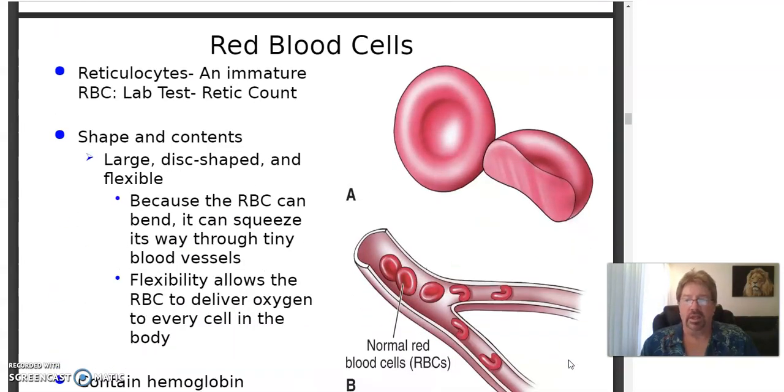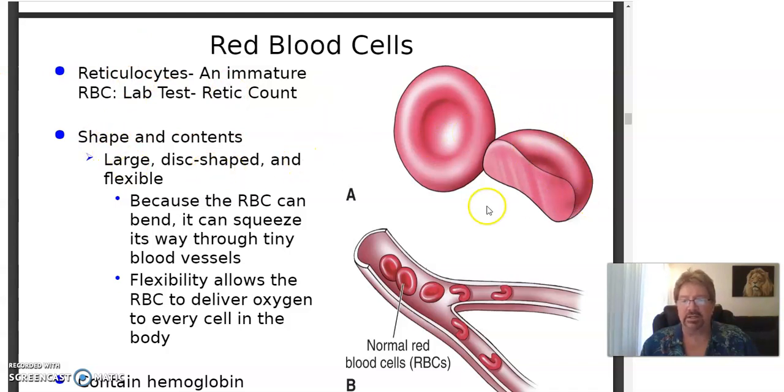Okay. An immature red blood cell is called a reticulocyte. A lab test of retic count. Why would we want to know that? If a person has an abnormal number of reticulocytes, guys, then something's going on. They're losing mature red cells. Maybe they got internal bleeding or something, and their body's having to make more, and so there's an abnormally large number of reticulocytes.